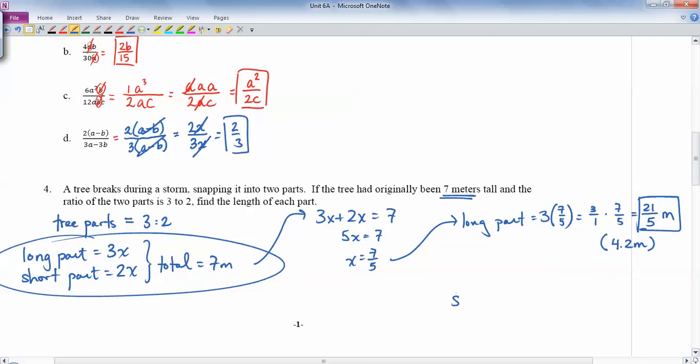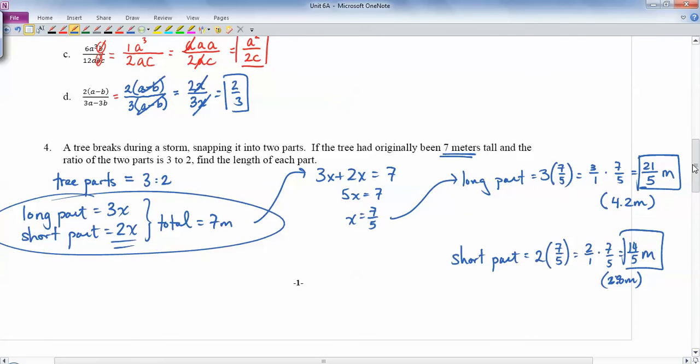To get the short part, you could do two things. You could either subtract what you just got from 7, or you could do 2 times x, because that's what we said it was over here. So it's 2 times 7 over 5. So you could write that as 2 over 1 times 7 over 5. So 14 over 5 in meters. Or you could think of that as 2.8 meters.